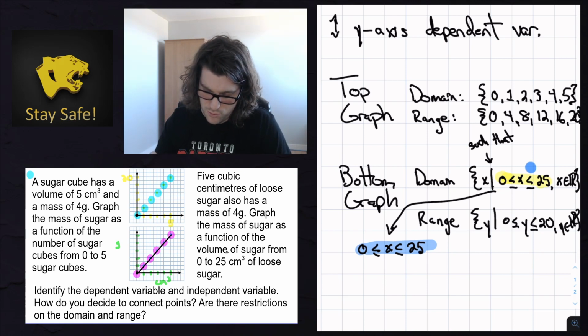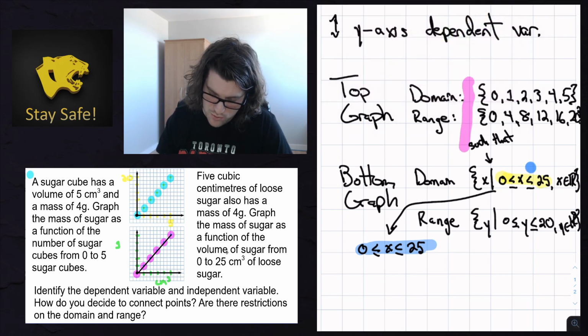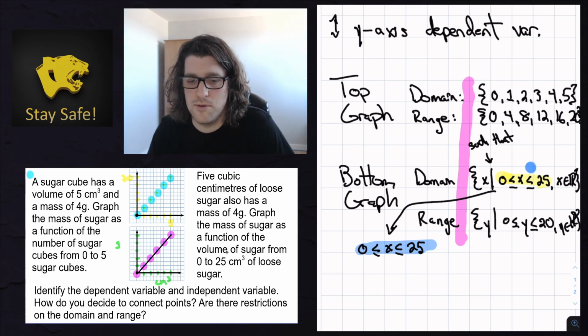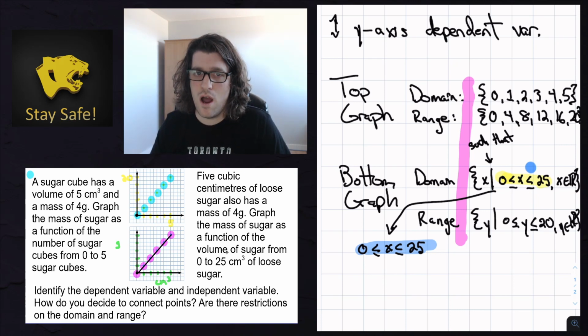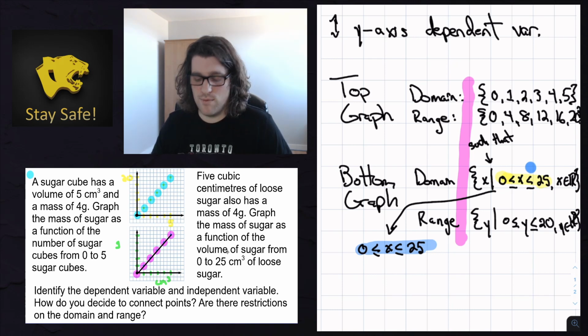These rules that I've written here are restrictions that tell you what you're allowed to do and what you're not allowed to do. So my domain for the top graph is restricted to be only the numbers 0, 1, 2, 3, 4, 5. My range is only allowed to be the numbers 0, 4, 8, 12, 16, 20. For my bottom graph, I could have anything from 0 to 25 as a part of my domain, and I'm allowed to have everything from 0 to 20 as a part of my range.